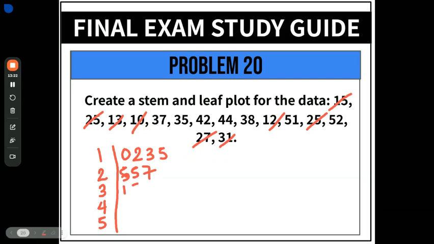And then 35, 37, 38. All right, next category, 42 and 44. And then 51 and 52.